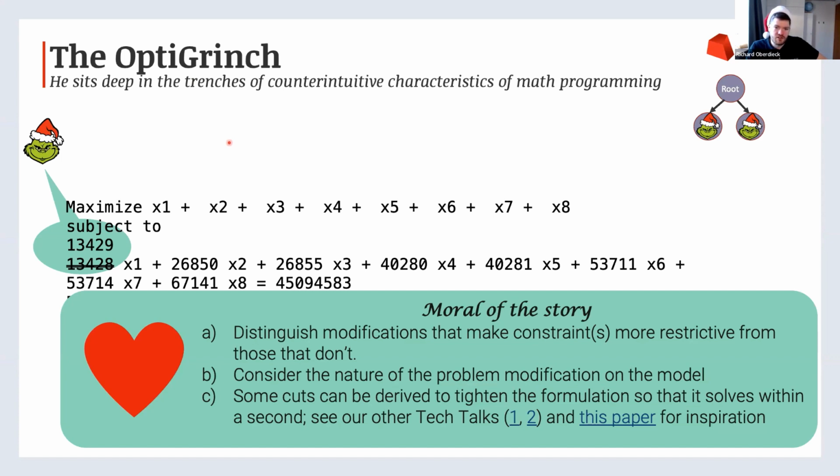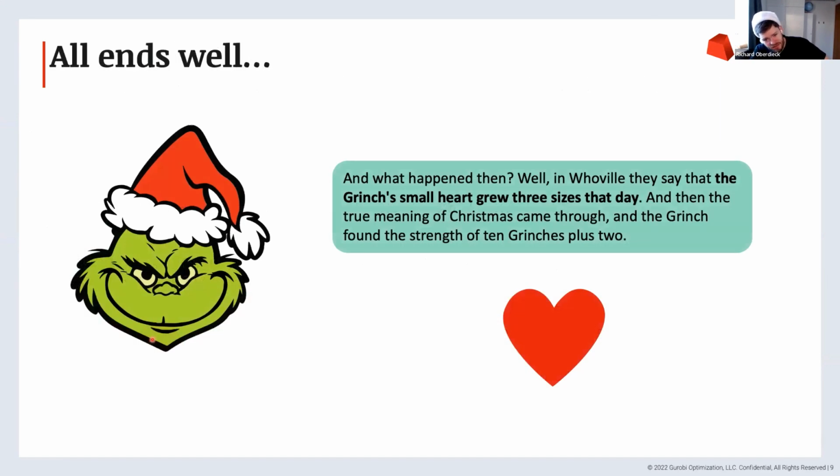So we're a little bit stretched on time, but I'm just going to point this out. The heart is full. The Grinch is happy. And what happened then? Well, in Whoville, this is the final part of the book. They say that the Grinch's small heart grew 3 sizes that day. And then the true meaning of Christmas came through. And the Grinch found the strength of 10 Grinches plus 2. So yes, the Grinch was difficult, but he came round, and we found what was going on, and we explained the inexplicable behavior.